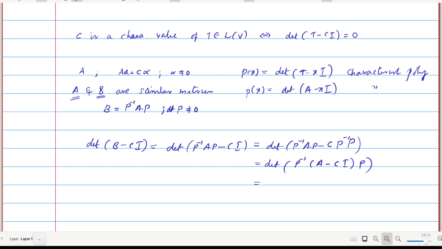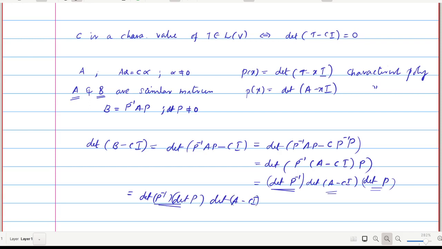Then we can distribute the determinant using the properties of determinant. This will be determinant of P inverse, determinant of the matrix A minus cI, and determinant of P. Since these determinants are elements of the underlying field F, all three elements commute. So we can write it as determinant of P inverse, determinant of P, then determinant of A minus cI. Now determinant of P inverse P gives determinant of I, which is equal to 1.